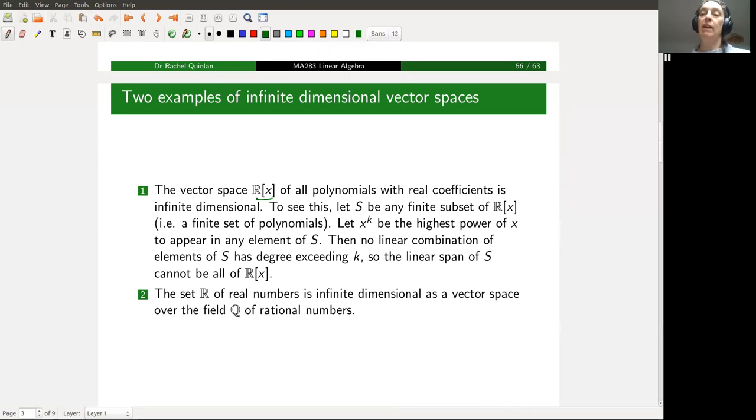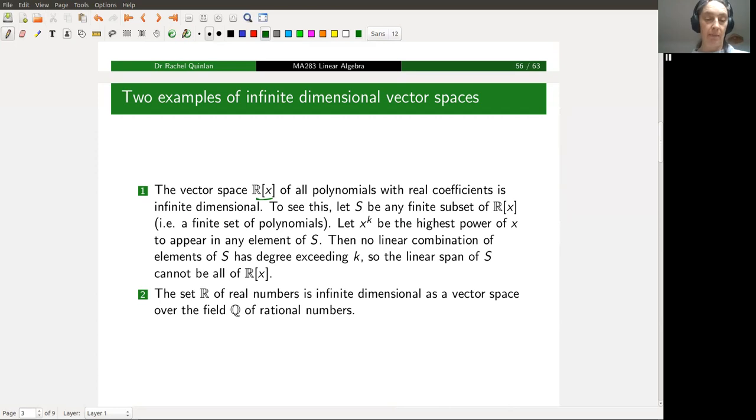So basically, no matter what finite set of polynomials you take, there's a degree above which its linear combinations can't go. So there's no way that the span of your finite collection of polynomials can be the entire polynomial space R[x]. The degrees of the elements that are in the linear span of your finitely many polynomials would be bounded above by the highest degree of any of them. So an example of an infinite dimensional vector space is the full set of polynomials over the real numbers, or over any field indeed.